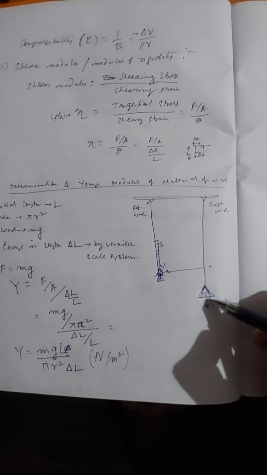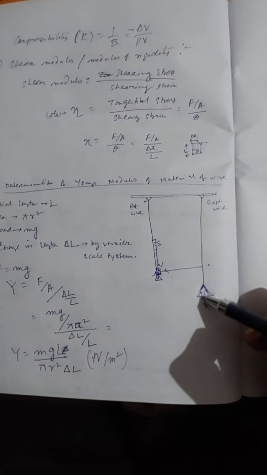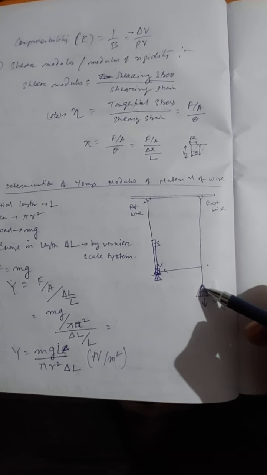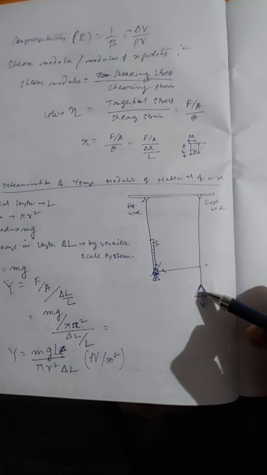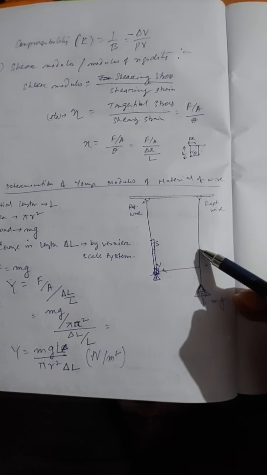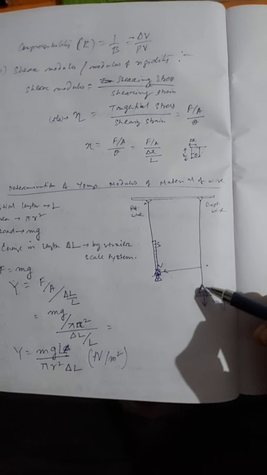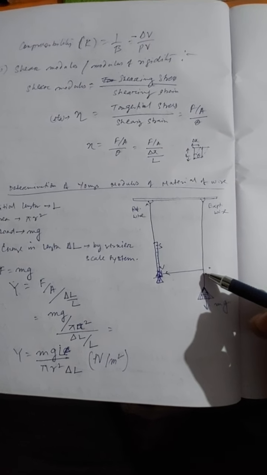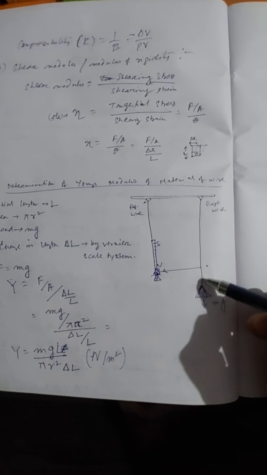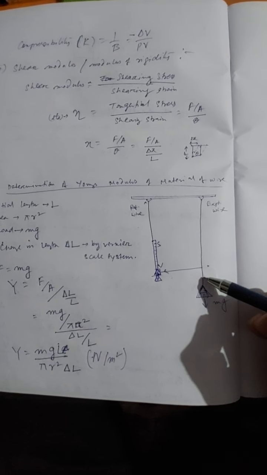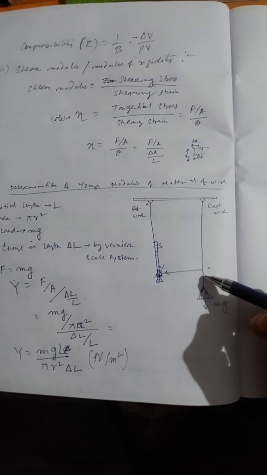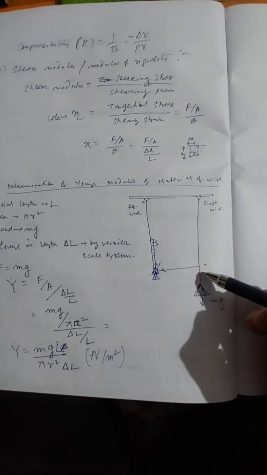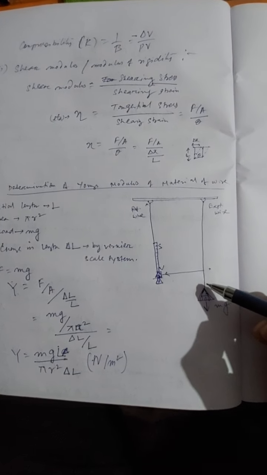So how do we apply the stress? We put masses in this holder. With the increase of the mass, the stress will increase because the force will increase, and as the area is constant, the force per unit area will keep on increasing. As a result, the length of the wire will increase by, say, delta L, and the strain will be given by delta L by L.